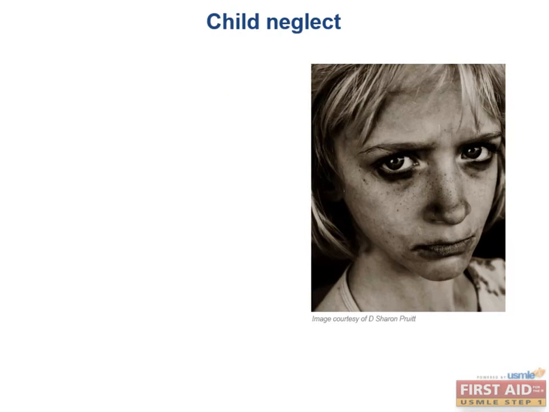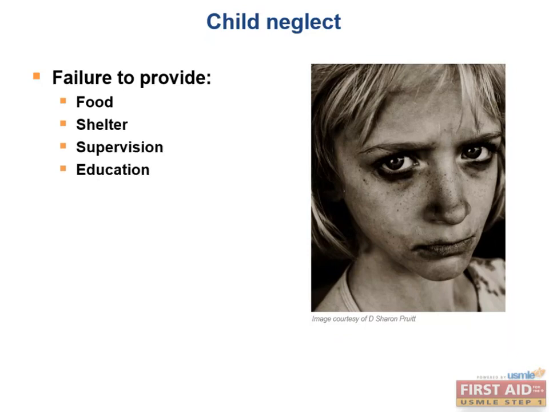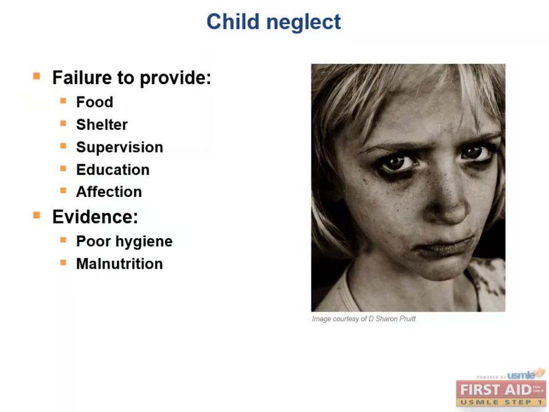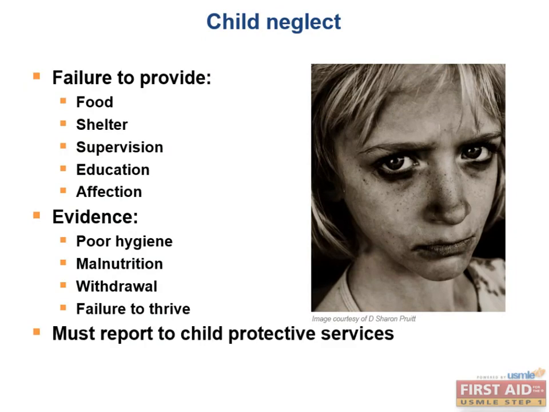Child neglect refers to the failure to provide a child with adequate food, shelter, supervision, education, and/or affection, and is the most common form of mistreatment. Usually, children will present with poor hygiene, malnutrition, social withdrawal, of course, not drug withdrawal, or even failure to thrive. Such clinical scenarios must be reported to local child protective services, even if doing so represents a violation of doctor-patient confidentiality. On a similar note, reporting suspected elder abuse is also mandatory in most states.